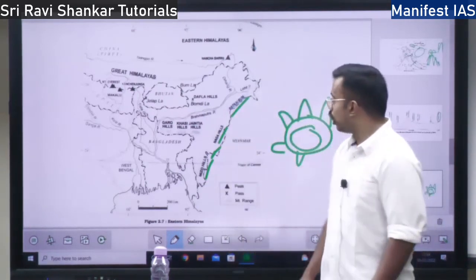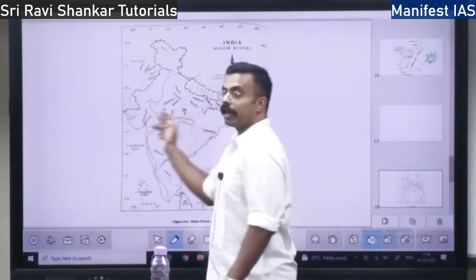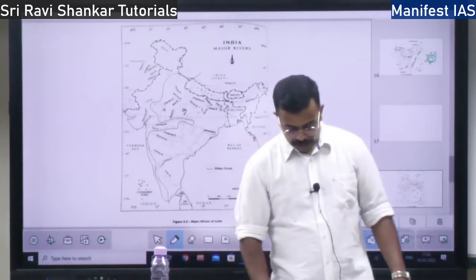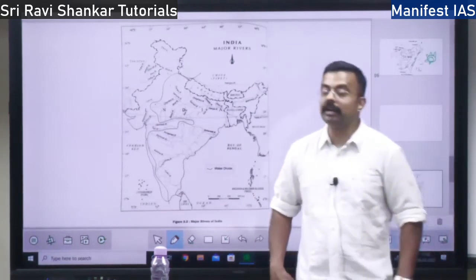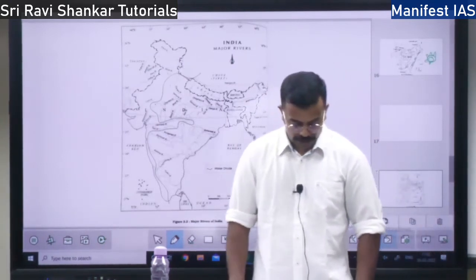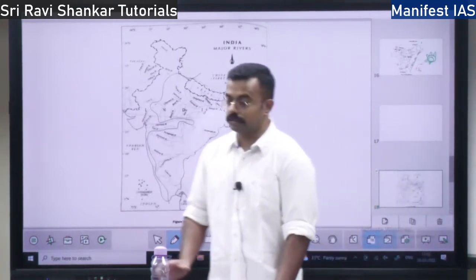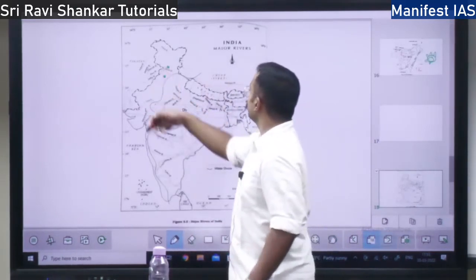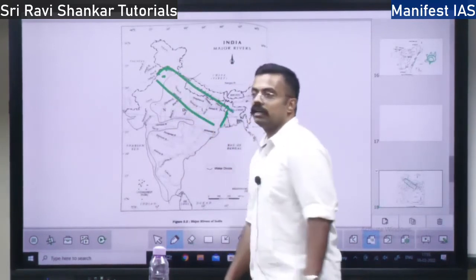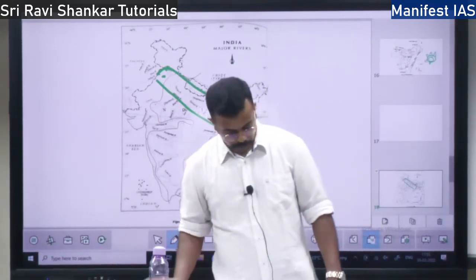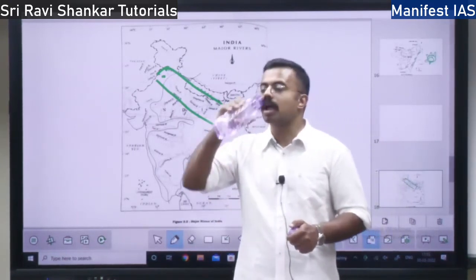Next, we will talk about the northern plain region. Yes, this is the northern plain region. The northern plains are made up of the Indus, Brahmaputra and Ganga rivers' deposits, right? So this plain from east to west, how much does it measure? From almost here till here, this region is the northern plain, right? So what is the length of the northern plain? It is 3,200 kilometers east to west.